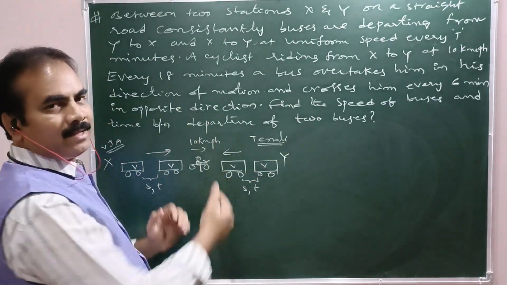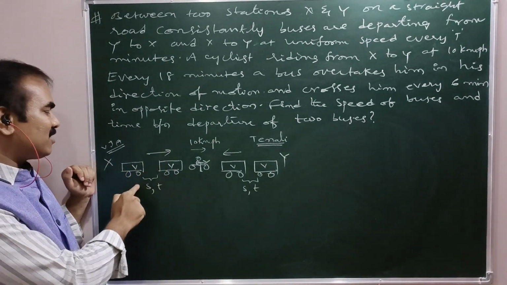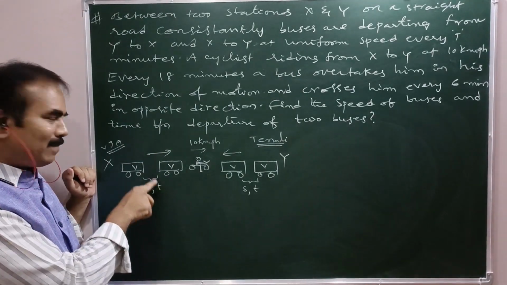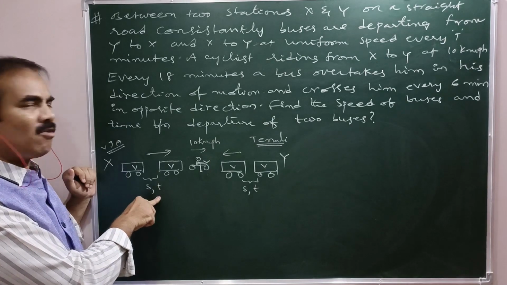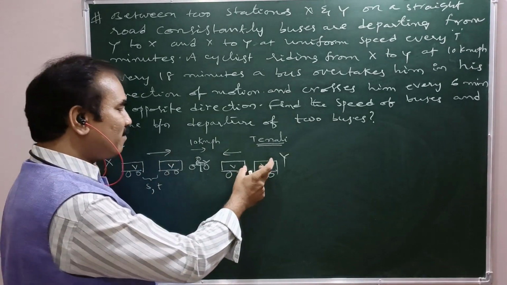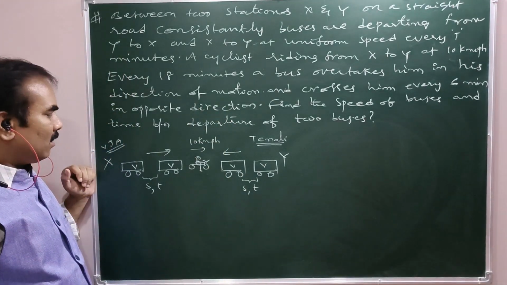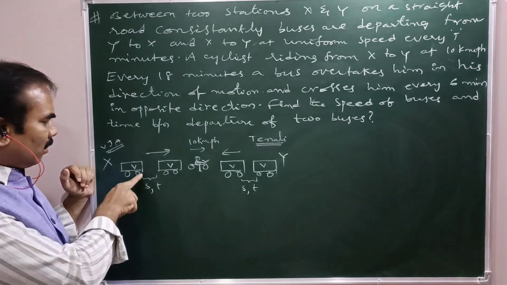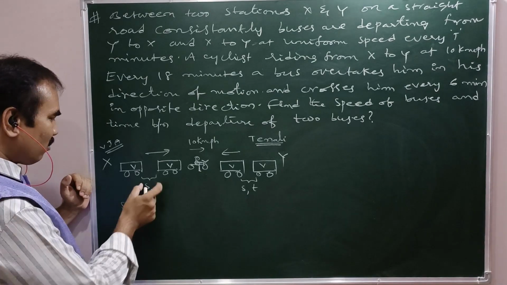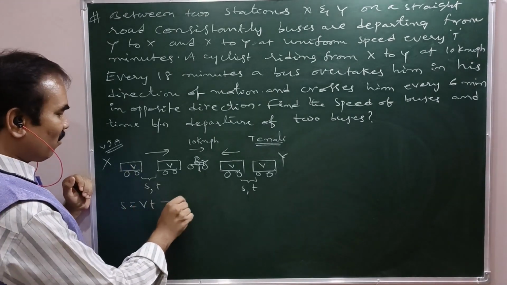But what is the constant separation between successive buses? Yes, it is constant. Why? Because speeds are constant, so the time interval between successive buses is also constant, that is T. So separation S, time interval T. Here also separation between buses S and time interval T. Now here we can write S equal to Vt, that is, S equal to speed of bus into time interval. S equal to Vt, number 1.